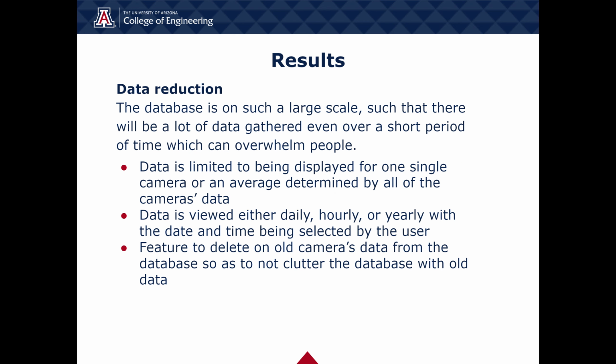Data reduction is very important due to the large scale of our project, with all of the data we will be taking over time. So the home page will display the average data across all the cameras, and on the side you can select to view one camera's specific data. We've also allowed for the data to be viewed hourly, yearly, and daily, with the date and time selected by the user. And we've also added a feature to delete an old camera's data so that we can prevent cluttering of the database and showing old data, but the data will still be saved on the local CSV file of the SD card on the Raspberry Pi.